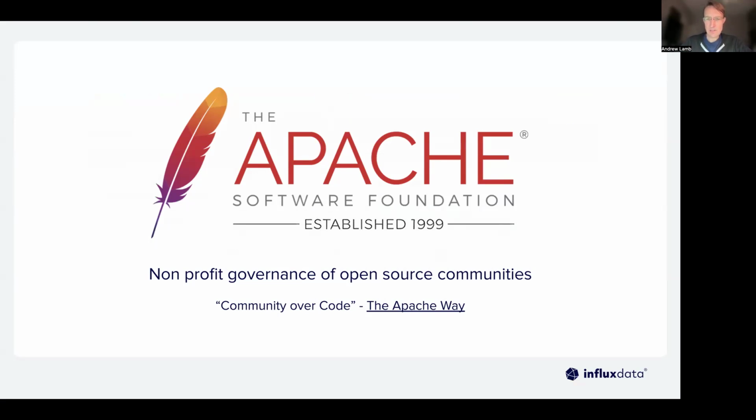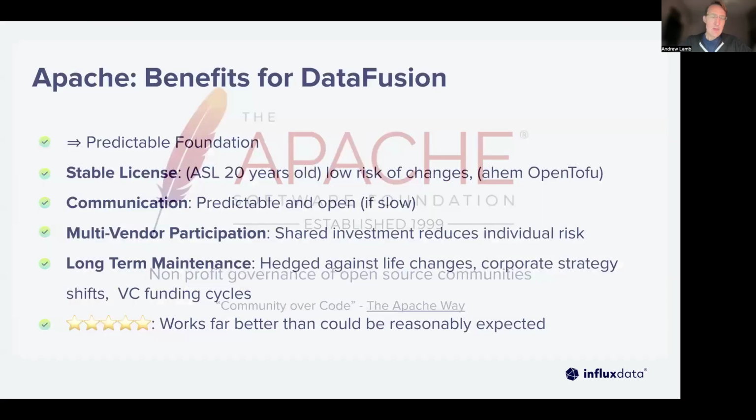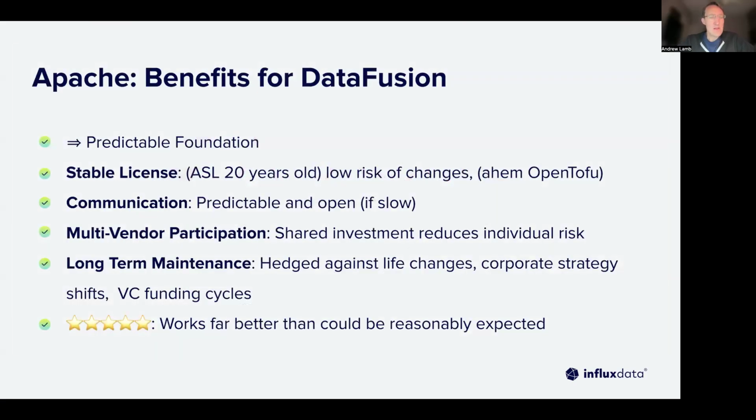There are lots of well-known projects that are part of this foundation. For DataFusion, in my opinion, the benefit of being part of Apache is that it's a very, very predictable foundation and it lets people work together. That's the core benefit you get out of it. It's predictable in the sense that the license for the Apache Software Foundation hasn't changed in 20 years. The Apache License 2.0 is basically the gold standard for open source licenses. It's very permissive. You can do whatever you want. It doesn't change, and as DataFusion is part of Apache, it won't be changing either.